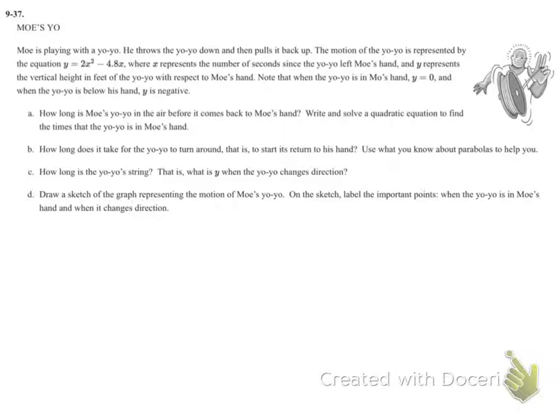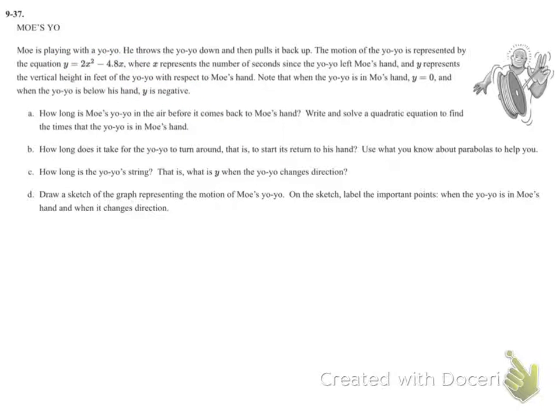Problem 37 is part of the in-class work. Taking a look at this guy here with his yo-yo. It gives us an equation, and that equation is based off of how far away the yo-yo is from his hand. It says when y equals 0 is when the yo-yo is in his hand, and y is negative when it's below his hand.